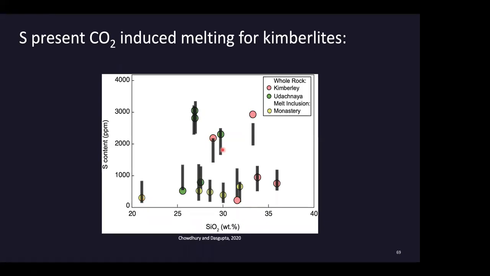The dark bands are the SCSS that is expected in these kimberlites if melting occurs within a range of 3 to 7 GPa and temperature of 1300 to 1600 degrees C. When we see that the SCSS model matches with the natural sulfur concentrations of the kimberlites, we can say that these rocks, like these kimberlites, might have been formed by CO2-induced melting in the presence of a sulfide phase.